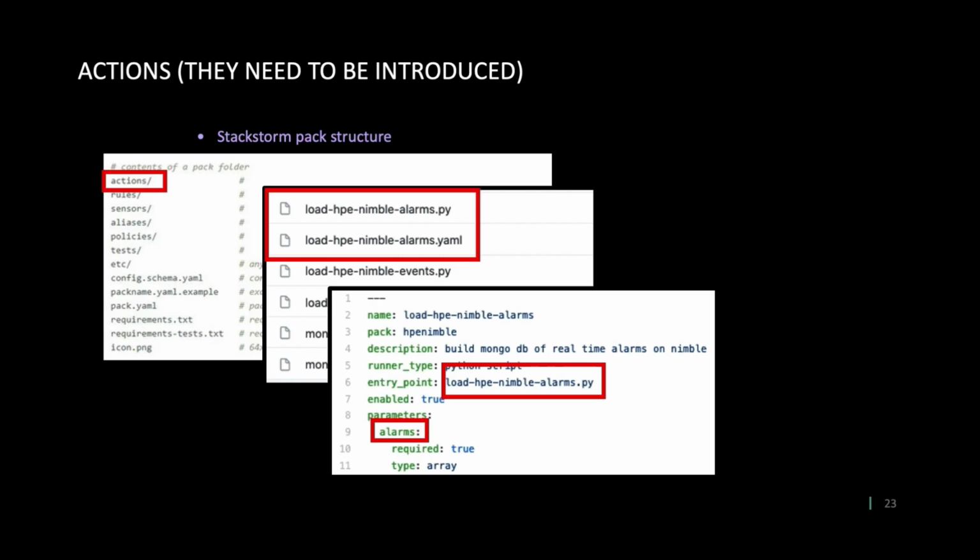When this action runs, if I'm in a workflow calling this action, I'm going to make sure that there's a variable called alarms that's an array that I can feed to this and have it work.